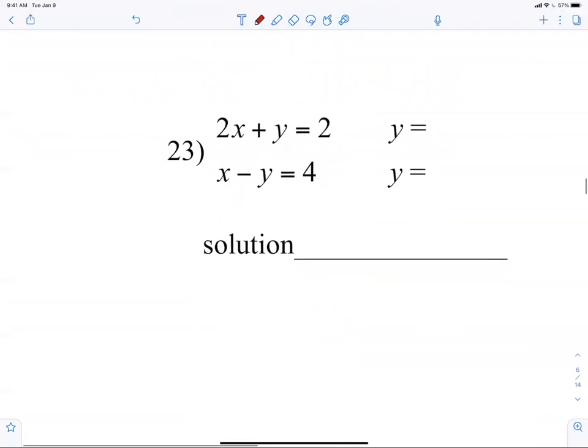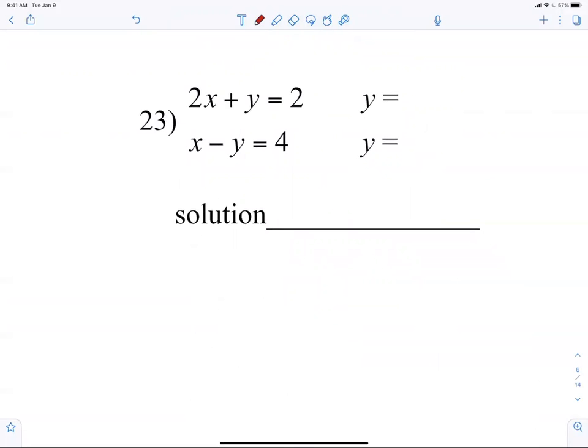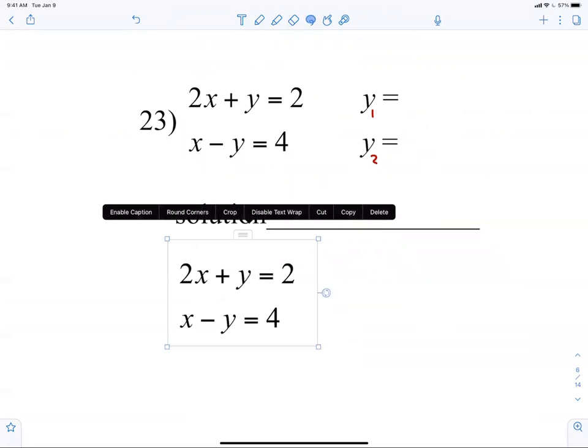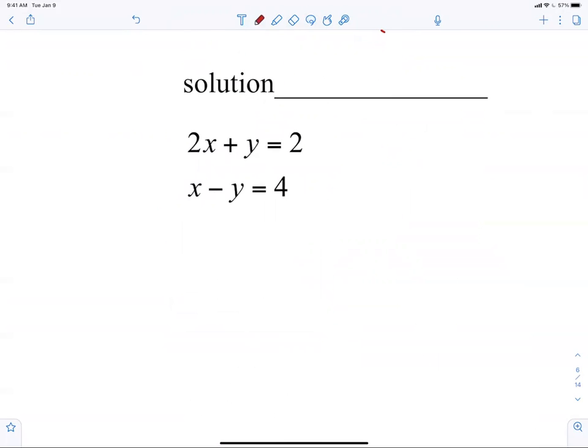Here we go. 23. All right, now here what I was trying to teach kids is how we can just double check our work real quick. So I want to show you that. Now, again, we can just add this. Is everybody okay with this? I can just add it straight down, right? So what do we have? 3x equals 6. So x equals 2.